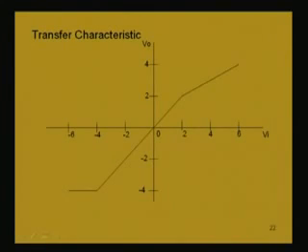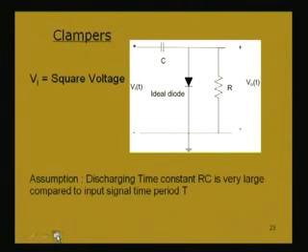This discussion, whatever we have done, is about the clipping circuit, which clips a portion of the waveform given to you. Now, another circuit which is of practical importance is the clamper. A clamper is a circuit which will be clamping the DC level of a waveform at a different value than what is actually the level.